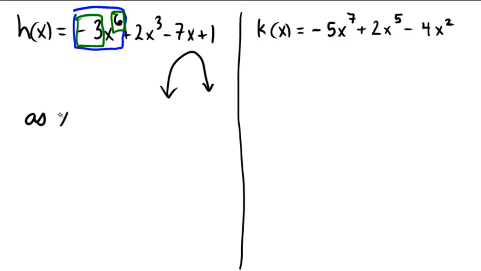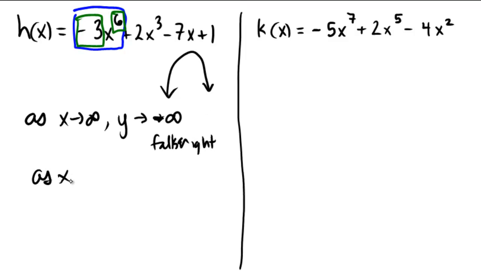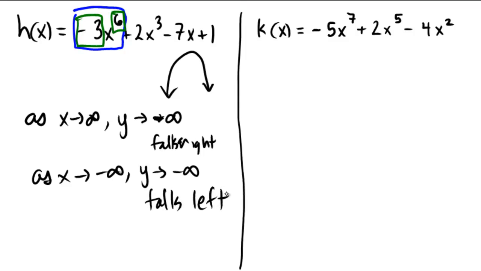So as x goes towards infinity, y is going to go towards negative infinity. So it falls to the right, and then as x goes towards negative infinity, we see that y also goes towards negative infinity. So we'd say it falls left. So this one's falling left and falling right.